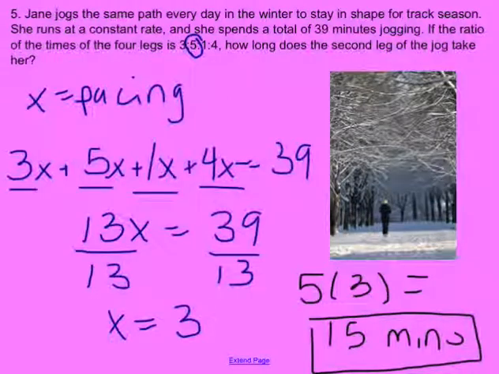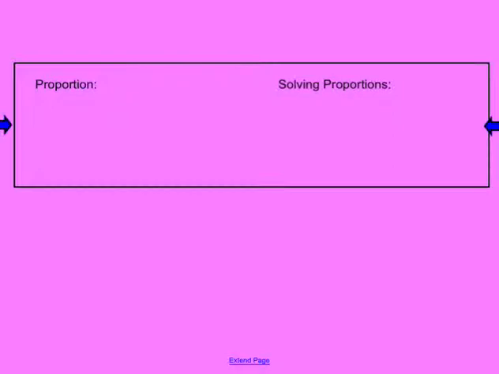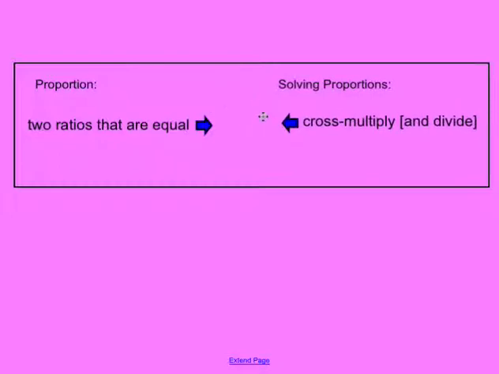All right, let's take a look at some of these proportion problems. Okay, so proportions are two ratios that are equal to each other. So how do we solve that? Well, we solve it by cross multiplying and dividing. So cross multiplication is something that was introduced to you in algebra. So let's go ahead and review that a little bit.